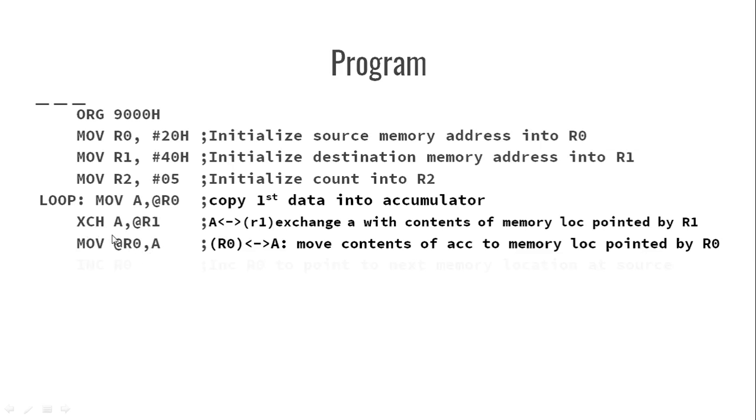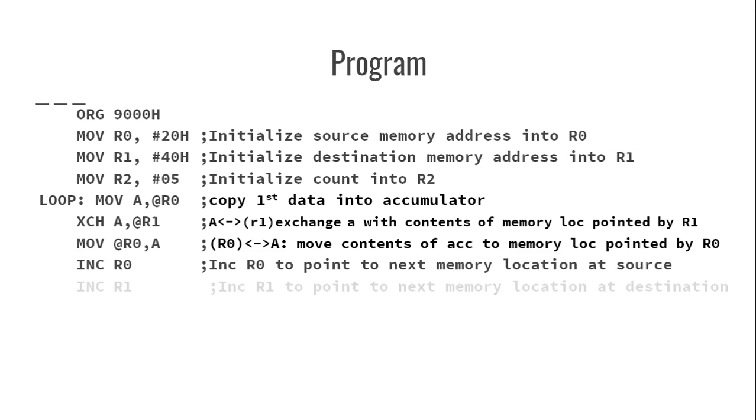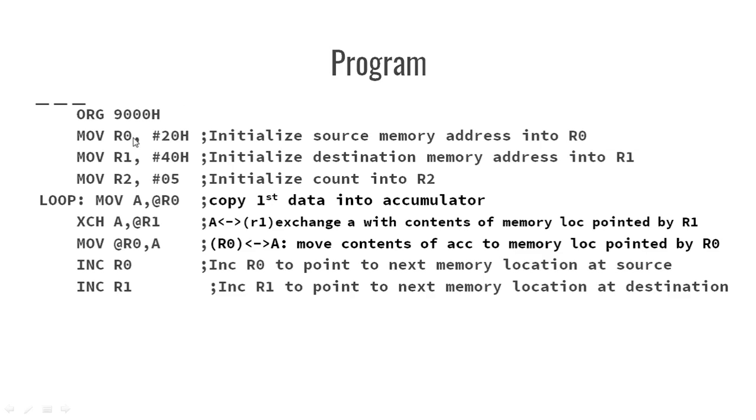After that, again increment 20h and increment 40h. So R0 and R1 have to be incremented. We can't write increment 20, increment 21. We should write an increment register. That's the reason why we have allotted those addresses to registers. INC R0, INC R1 will increment these two numbers to 21 and 41. Then we check with DJNZ R2, loop. So decrement R2, if it is not 0, jump to the loop label.